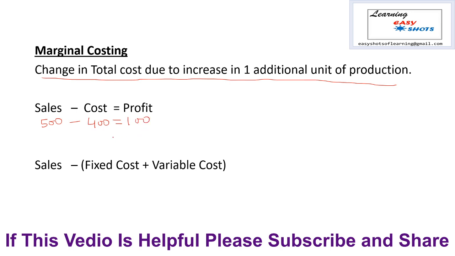When we talk about cost in marginal costing, cost is divided into two categories. Number one, fixed cost, which is fixed irrespective of the number of units produced up to a certain limit, and number two, variable cost, which varies with the production. It means if the production is increased, variable cost is also increased, and if the production is decreased, our variable cost is also decreased.